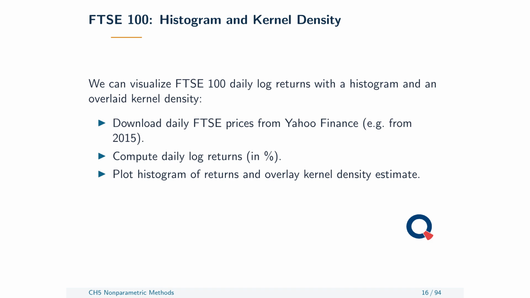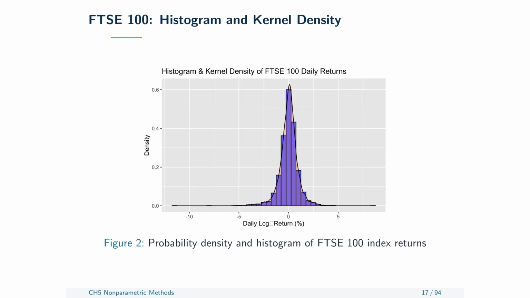A histogram of FTSE 100 returns shows the broad location and spread, while a kernel density estimate gives a smoother view of the center and tails. The purpose is not to decorate the histogram with a line. It is to investigate whether the empirical distribution is sharply peaked, asymmetric, or unusually heavy-tailed, all of which matter for risk measurement and model specification.